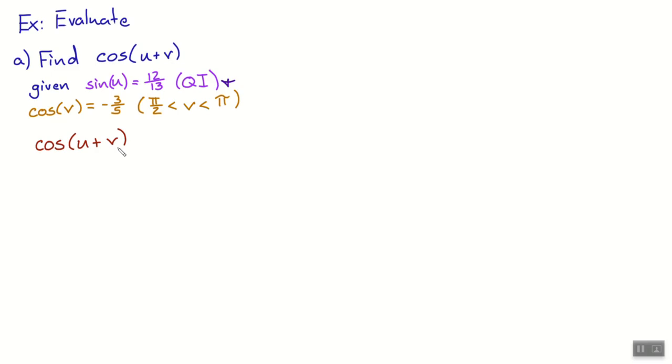Gosh, yes or no questions every time. Charles, if you are given the cosine of u plus v, what is the rule that we can use to expand this guy? Cos u times the cosine of v. Love it.